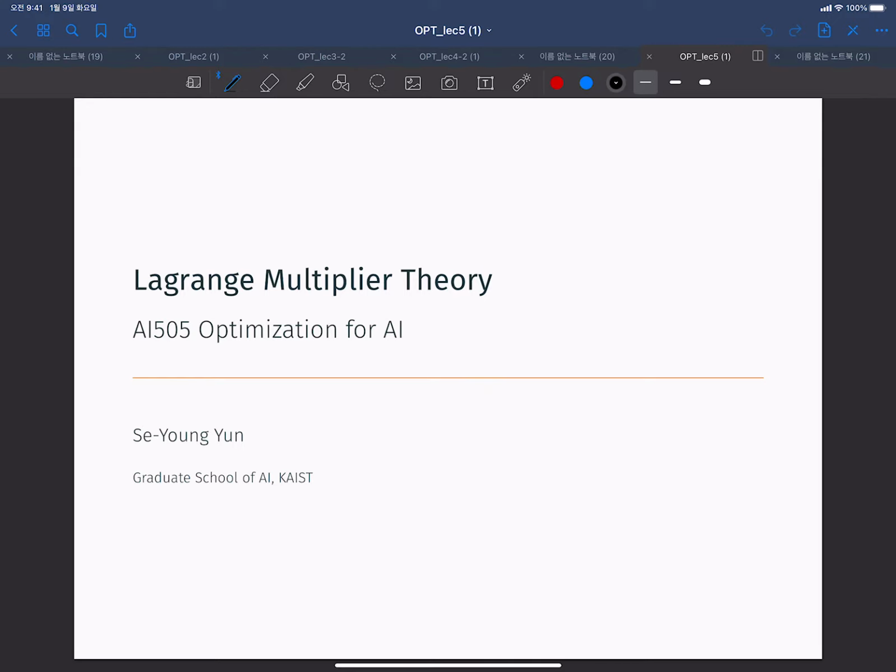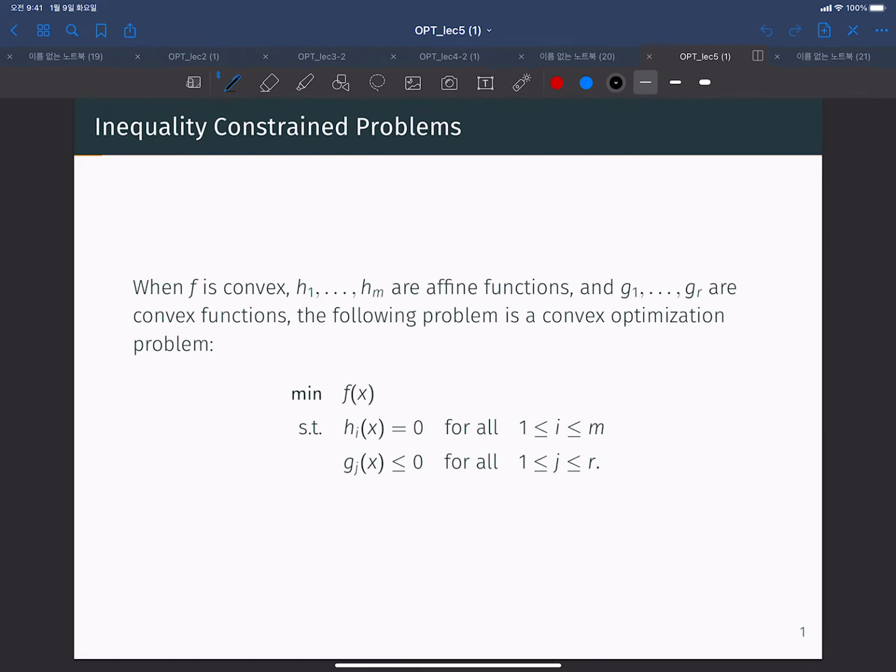Lagrange multiplier theory is a very useful approach when we have a convex constraint set. Let's consider this inequality constraint problem. We have objective function f, and we also have some constraint set which is defined by a few different inequalities and equalities.